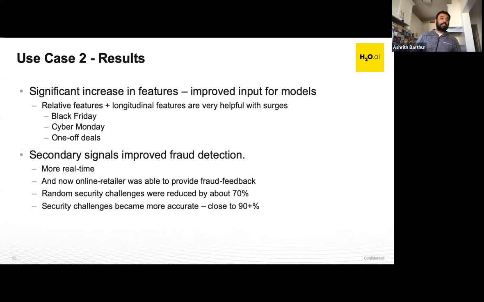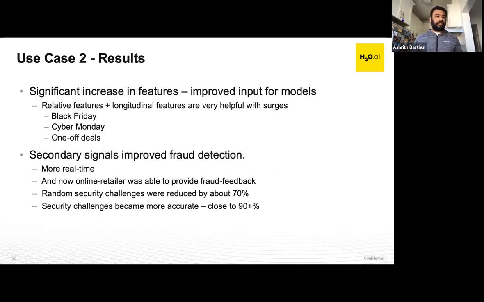So some of the results. We significantly increased the features, which improved the inputs for the model. There were lots of relative features, lots of longitudinal features. Of course, we kept that space to the minimum as well, which helped us go through different surges. If you had Black Friday, Cyber Monday, any of these things, you wouldn't have a problem where the model would understand how to scale up and scale down. Or in this case, let's be a bit specific, the features would know how to scale up and scale down.